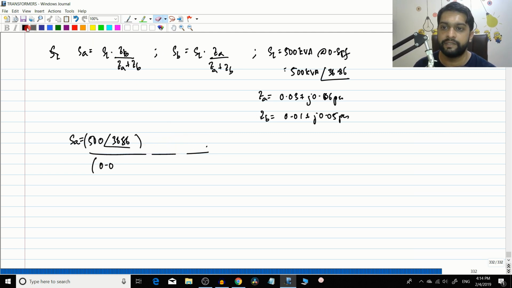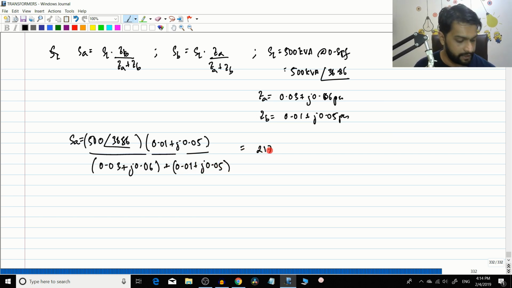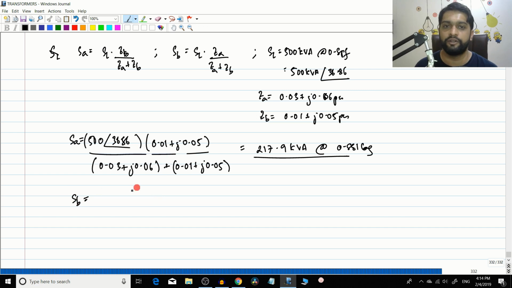So 0.01 plus J 0.05 divided by 0.03 plus J 0.06, which is the ZA value, plus the ZB value. If you calculate this value, you will get 217.9 kVA at 0.881 lag. I am not doing this total calculation because it will be boring. You can do the calculation on your own because some work I think you also have to do.